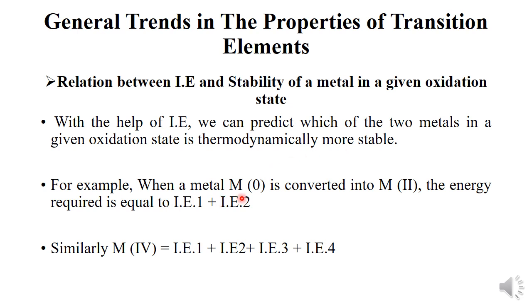For example, when a metal in the zero oxidation state is converted into the metal having the +2 oxidation state, then the energy required is equal to the sum of the two ionization energies, that is the first ionization energy and the second ionization energy. Similarly, if this metal is converted into the metal having the +4 oxidation state, then the total energy required to remove these 4 electrons is the sum of the 4 ionization enthalpies, that is the first, second, third and fourth. So on the basis of this, we can easily tell which one is more stable.